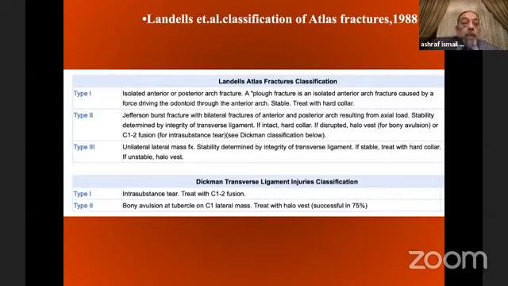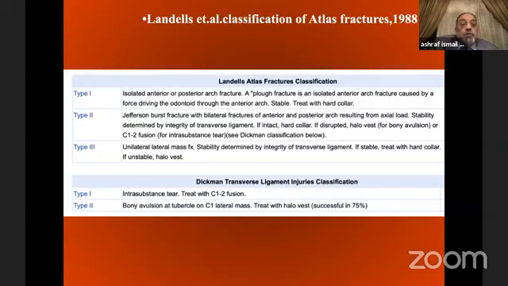Landells, in 1988, classified it as related to anterior or posterior fractures, with the force driving the odontoid through the anterior arch. This is the plow fracture. It is stable and treated with a hard collar, the Philadelphia collar.